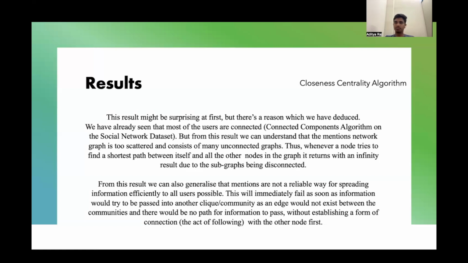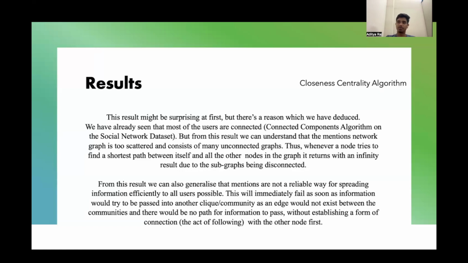We would have already seen before that most of the nodes are connected in the graph, but we also know that mentioning someone is not the same as spreading information to everybody; rather, the information is only going from point to point. Therefore, mentioning can only be from one to one node, or from one to many nodes. So from this, we can see that mentioning someone is not a reliable way of spreading information. It will fail as soon as information has to be passed from one community to another.